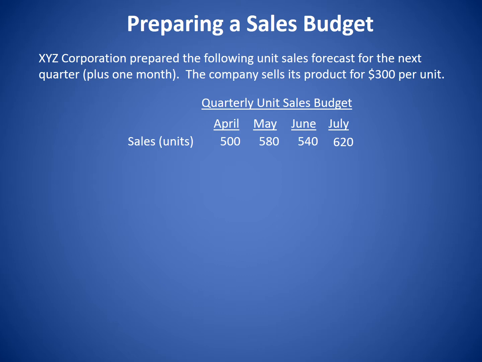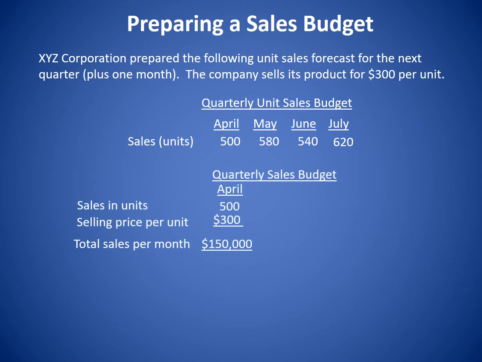Now we know the company sells its product for $300 each. So we take the April unit sales times the selling price of $300, and it comes out to total sales for the month of $150,000. So those are our budgeted sales. We're going to do the same thing for May and June. We're going to multiply the units times the sales price and come up with the dollar sales.